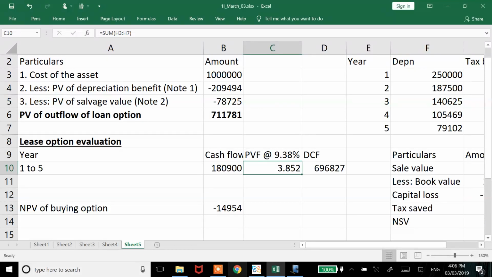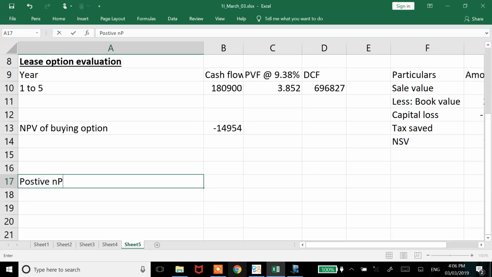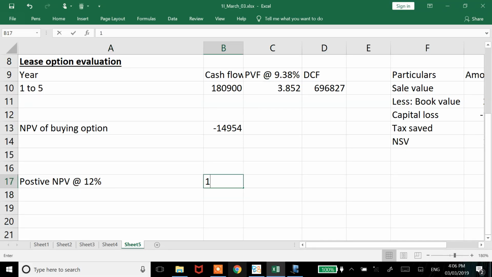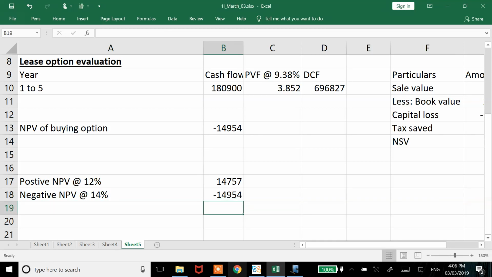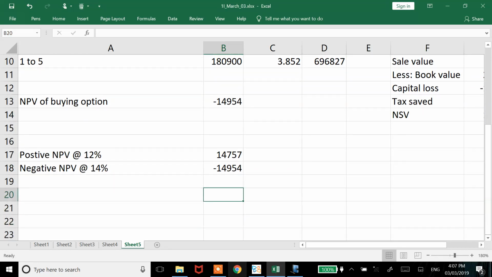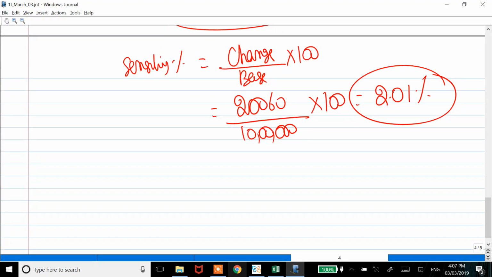Earlier we had a positive NPV. How much was the positive NPV? 14,757. Positive NPV at 12% was 14,757. Now negative NPV at 14% is minus 14,954. One positive, one negative. It will come closer to 13%. I think both the numbers are broadly same. The answer is indifferent.